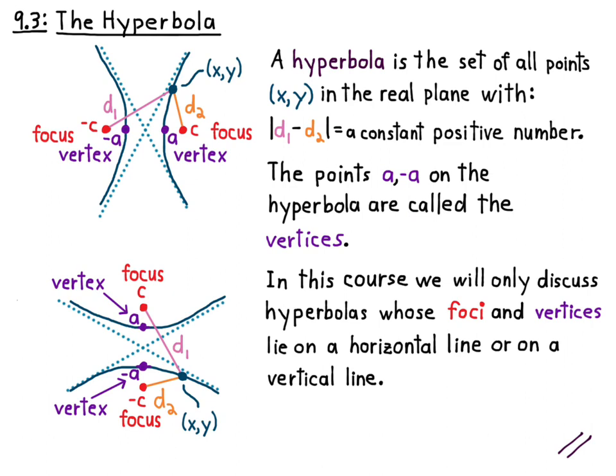In the first one, the foci, the vertices, and the center are all in a line, and that line is horizontal. In the second one, the line where all of those points are, the foci, the vertices, and the center, is vertical. So it just looks like this. It looks like the other one sideways.